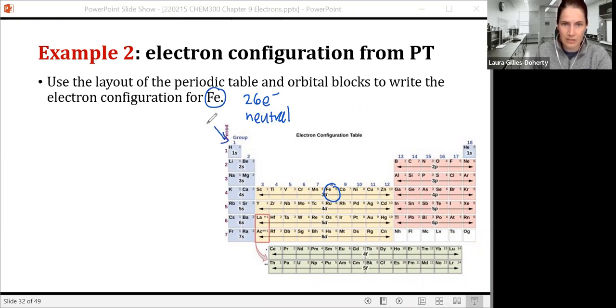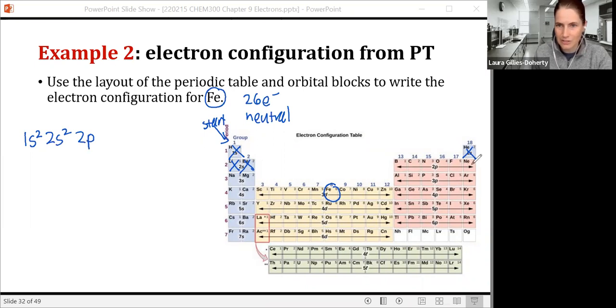So again, you always start up here with the lowest energy orbital, which is the hydrogen subshell, the 1s subshell. So we're going to start with 1s. That obviously has to be filled. We've got to get all the way to 26. Then we go down to 2s. That's got to be filled. Then we jump across to 2p.